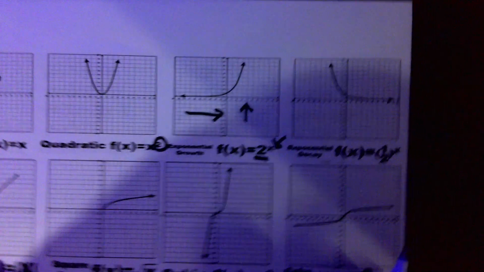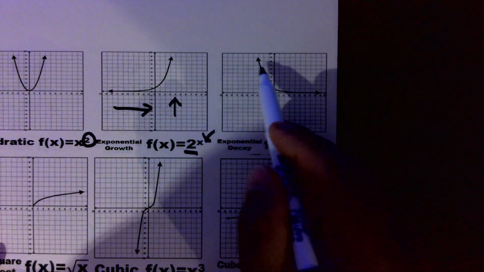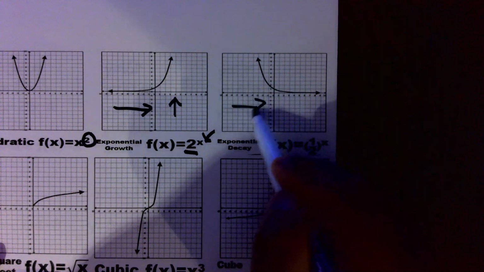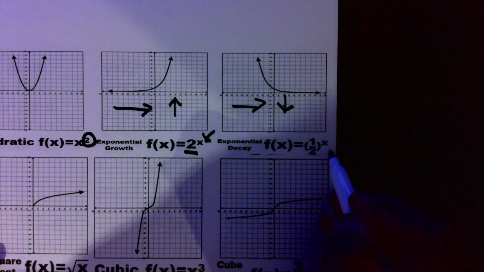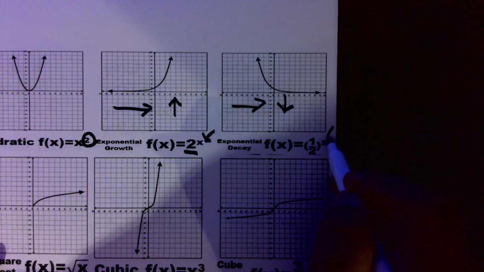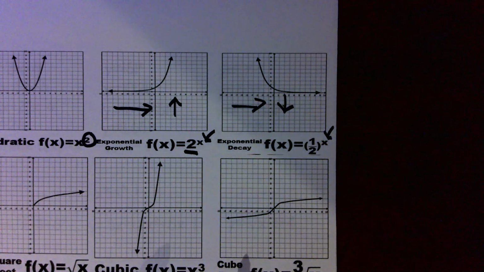bigger than 1. All right, exponential decay, same thing, except now as we go from left to right, we're going down, and so the exponent is an x, that's why it's an exponential function. But in this case, 1/2, that is less than 1, that's what causes it to decay. That's what's making it go down from left to right.